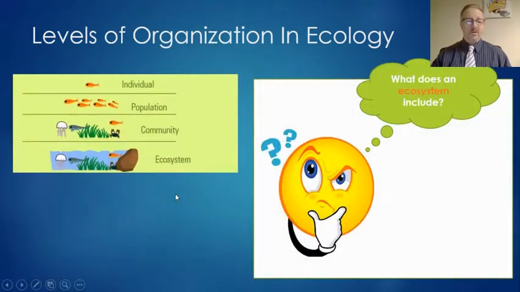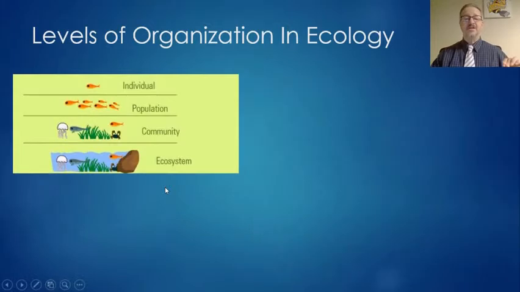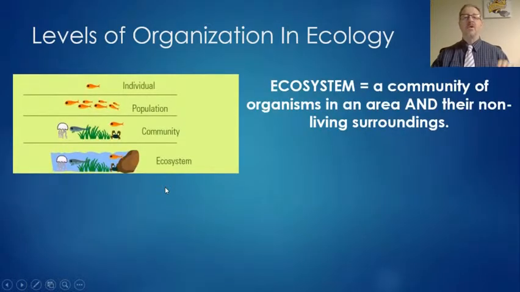Our fourth level is the ecosystem. So what do we mean by ecosystem? Well, keep in mind that community only looks at the living things. Ecosystems, on the other hand, are a community of organisms in the same area, just like a community, but it also includes their non-living surroundings. So like the rock and the water that these creatures are living in are all part of their ecosystem. So the community lives within the ecosystem. And there could be multiple communities within that ecosystem.